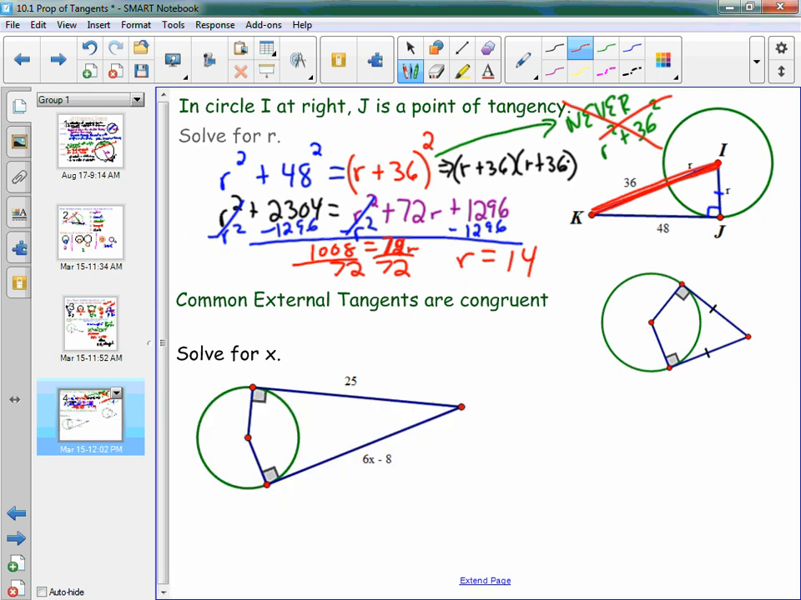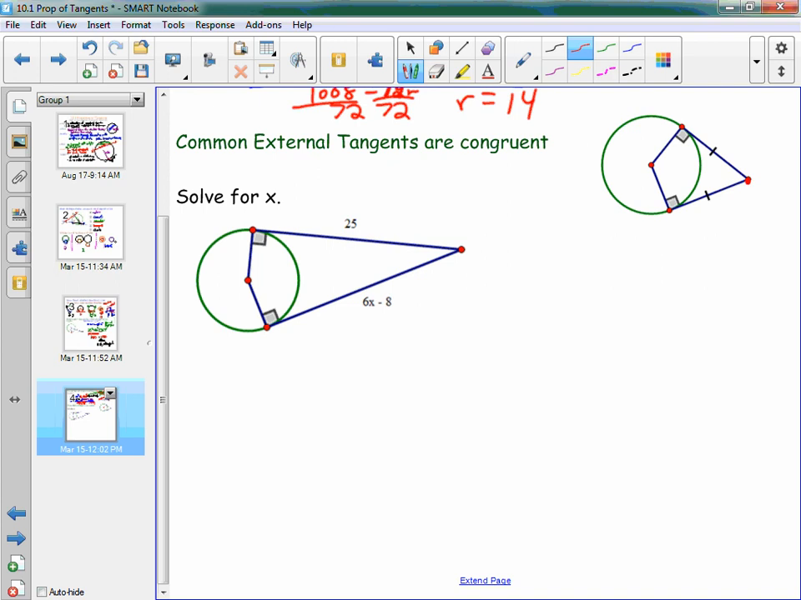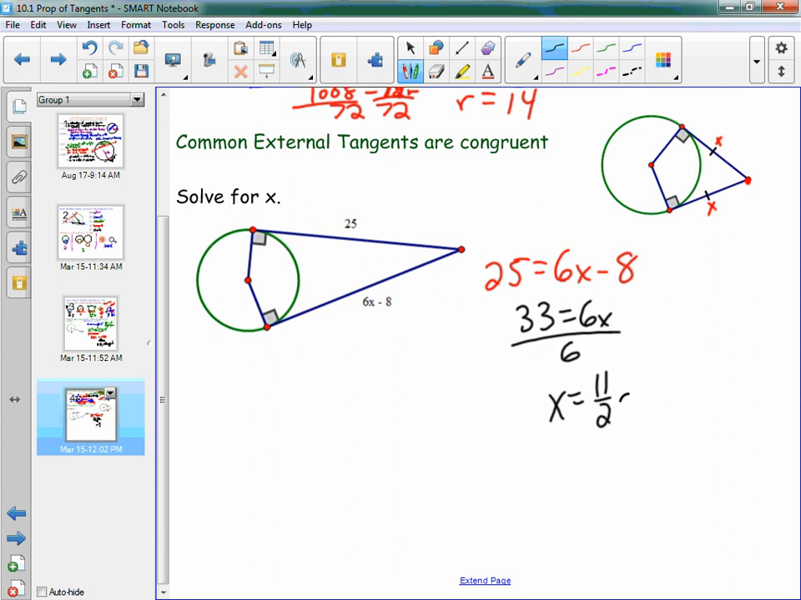Common external tangents are congruent if they have a common external point. So they must intersect. If they do, then they have what's called a common tangent, and these are congruent. So x and x. So in our example here, we have 25 equals 6x minus 8. We add 8 to both sides and solve. And in this case, we do not have any units, so we would be done with this problem.